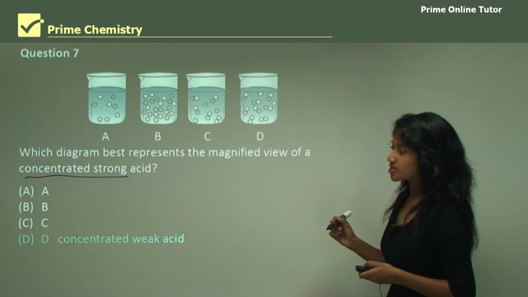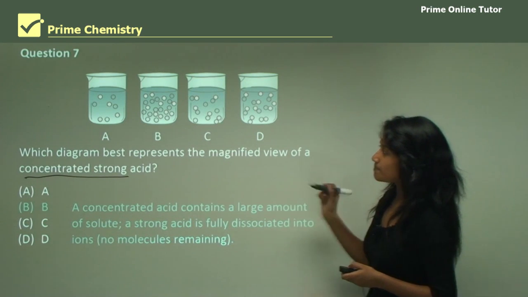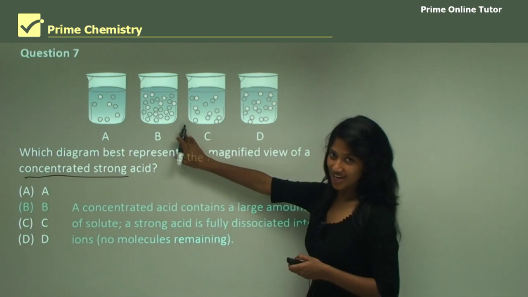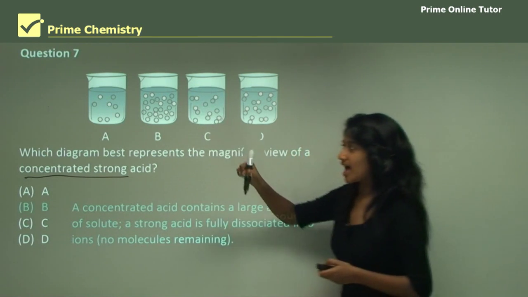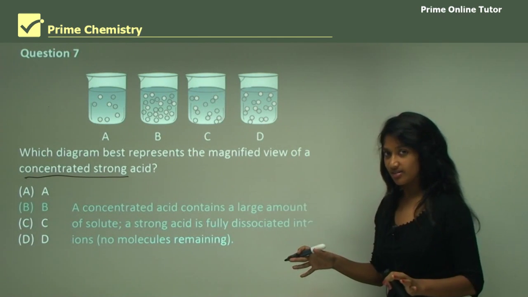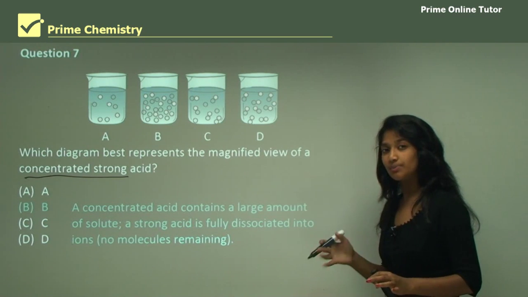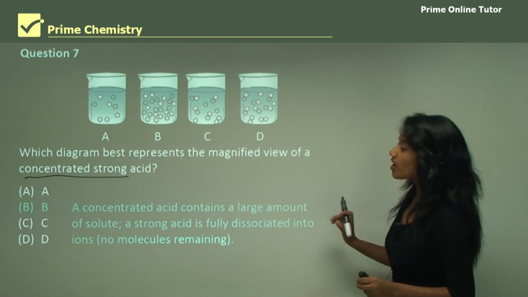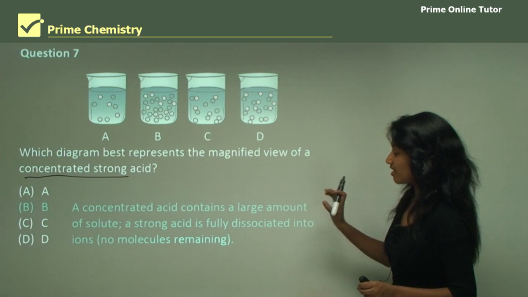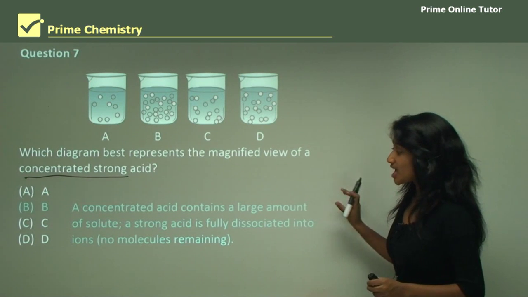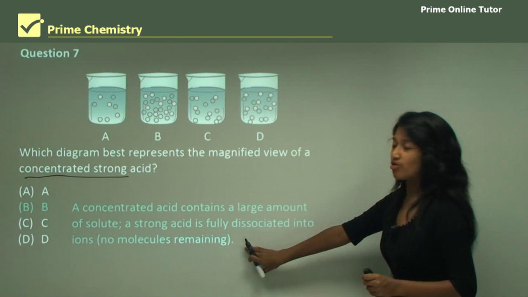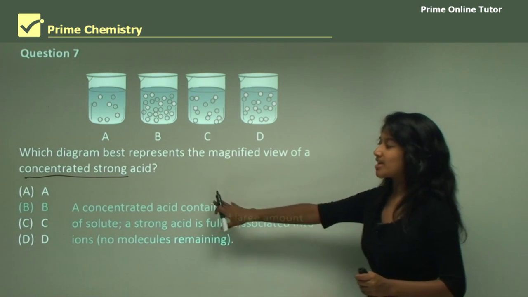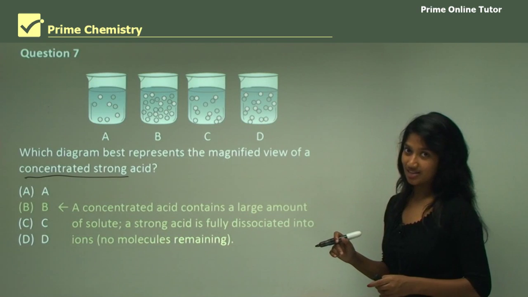Now let's consider option B. Option B here we have is concentrated, as you can see, and all of the molecules are not intact. In other words, they're all dissociated, making it a strong acid, complete ionization. Therefore, a concentrated acid contains a large amount of solute. A strong acid is fully dissociated into ions and no molecules remaining, making option B the correct answer.